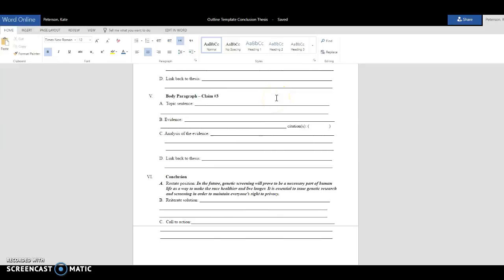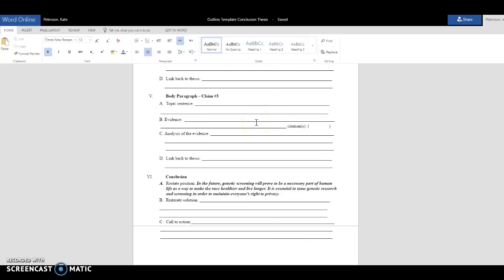From there, once you have a chance to do all of your body paragraphs, I started with my claim number 1. In this case, we probably have multiple claims. For a concession paper, you'll have a concession paragraph, in which you will concede to the other side and acknowledge their point of view as being legitimate.